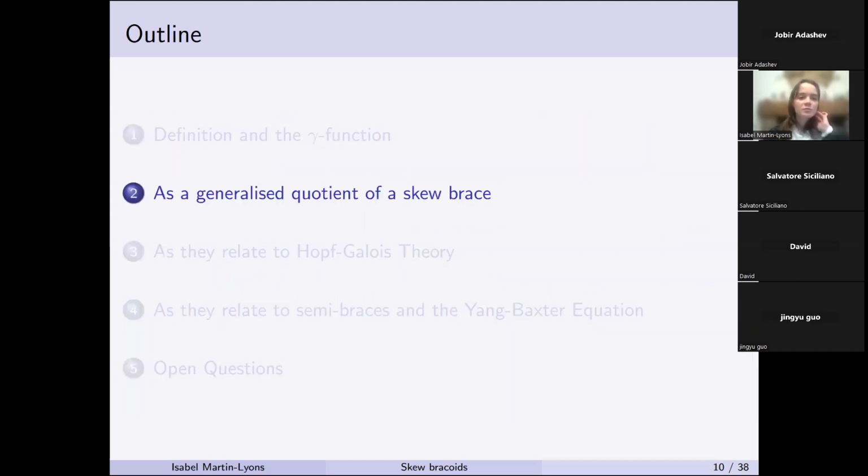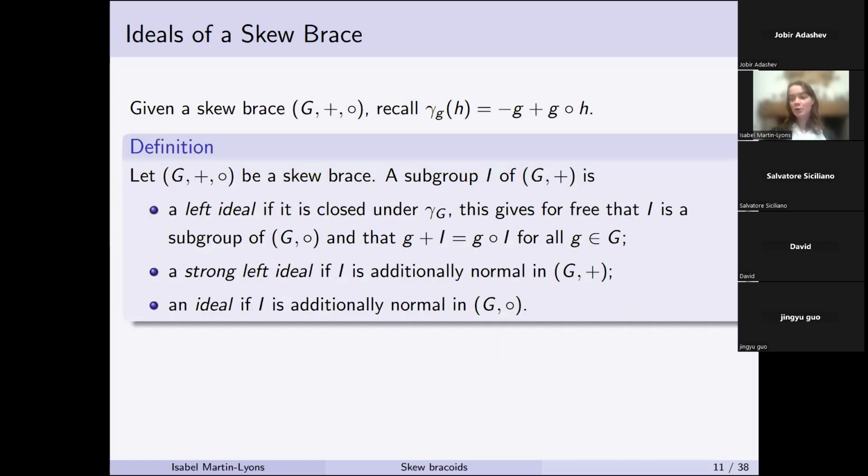Okay, so now we're going to see the skew bracoid as a generalized quotient of a skew brace. So if we're going to talk about quotients, we need to talk about ideals. So given a skew brace G with plus and circle, recall the gamma function of the skew brace, it goes like this. Then if we have a skew brace and an additive subgroup, a subgroup of G with plus, this is a left ideal if it is closed under the gamma function for all little g and g.